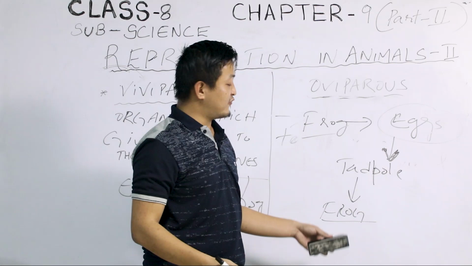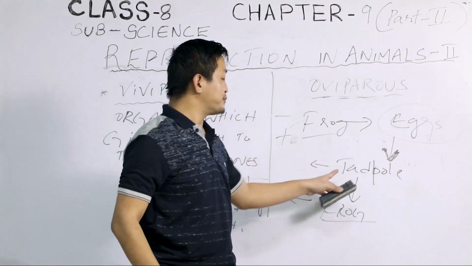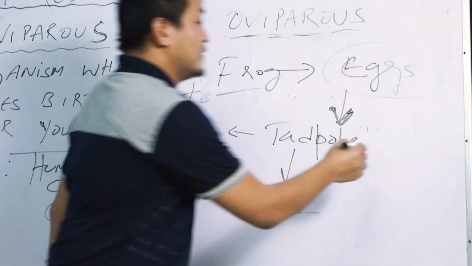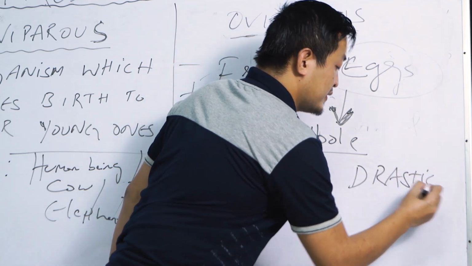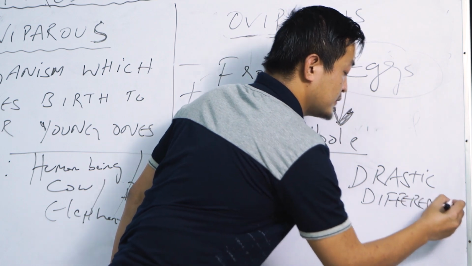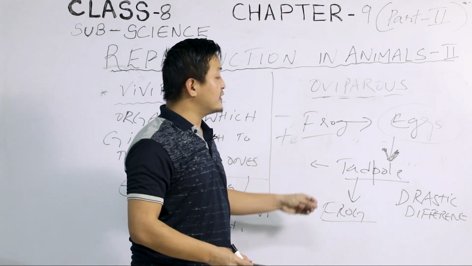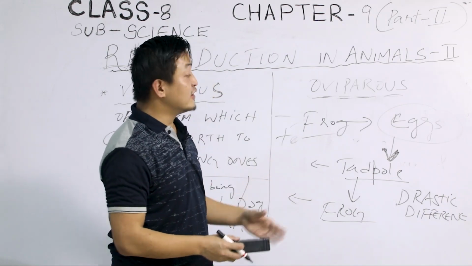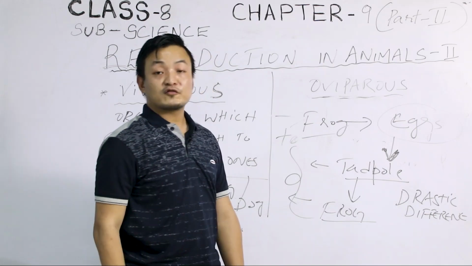Now a frog can swim, a frog can jump, and you can see the difference between the tadpole and the frog. There is a drastic difference in their structure, right? Drastic difference. So we get to see a drastic difference between the same organism when they are young and when they grow up, okay? When they grow into an adult. That drastic difference is known as metamorphosis.